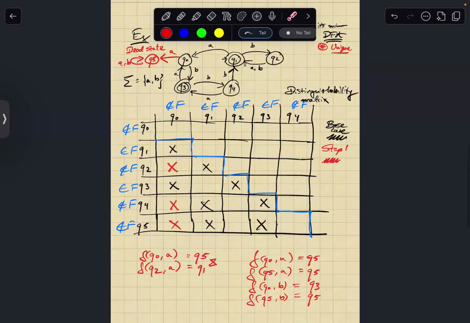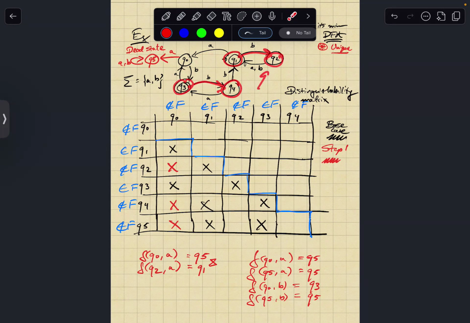And then let me just keep on going. I'll answer the question at the end of this step. So let's do Q3 and Q1. Q1 and Q3, when you read an A, you go to Q0. So Q0, Q0, indistinguishable from itself. So that's not evidence for distinguishability. Let's look at Q3, Q1 reading in B. So I go to Q2, and here I go to Q4.